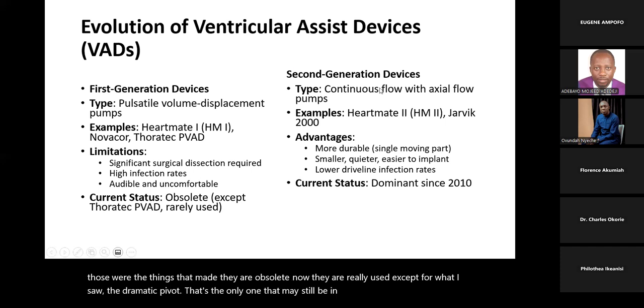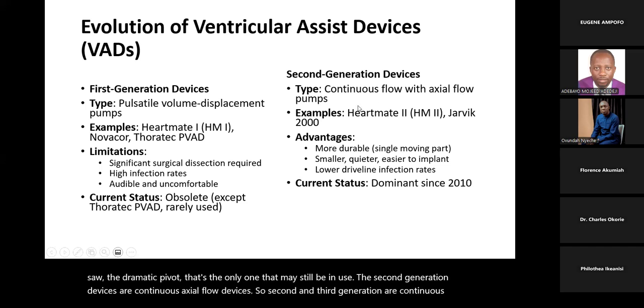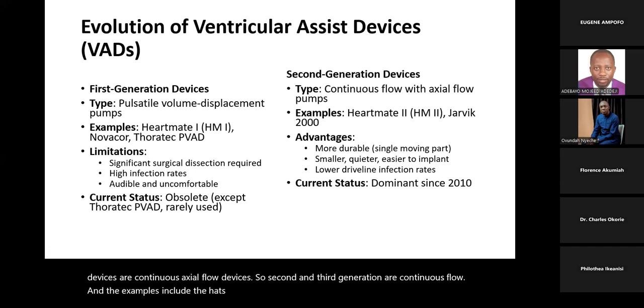The second generation devices are continuous axial flow devices. So second and third generation are continuous flow. Examples include the HeartMate 2 and Jarvik 2000. They are more durable, smaller, quieter, easier to implant, and they have a lower driveline infection rate. They are used more now than the first generation, of course.